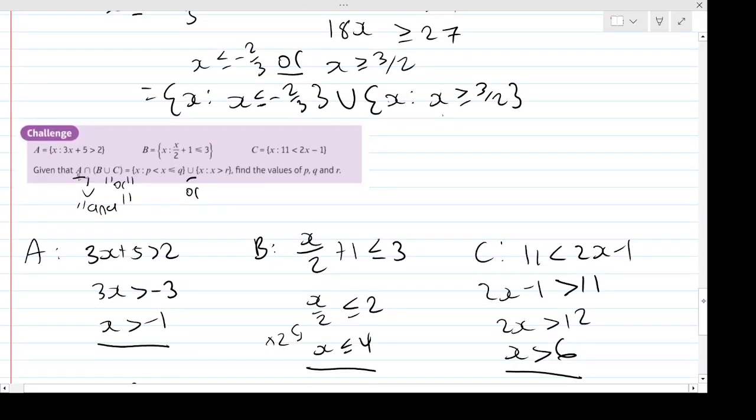We translated the set notation, the language of sets, into actual maths. That's all we've done there. So that's the solution. We can't do anything more with that.